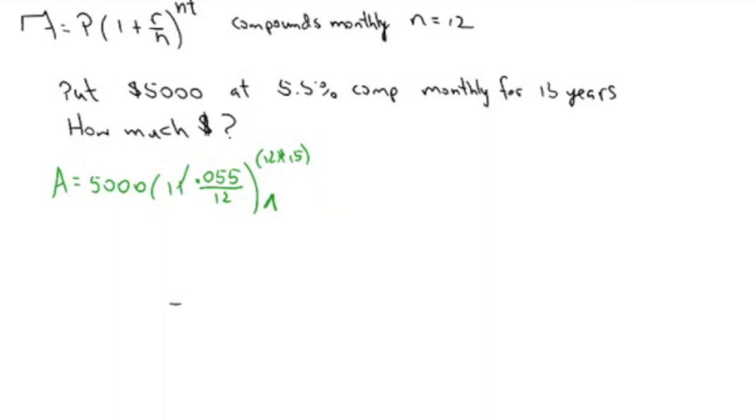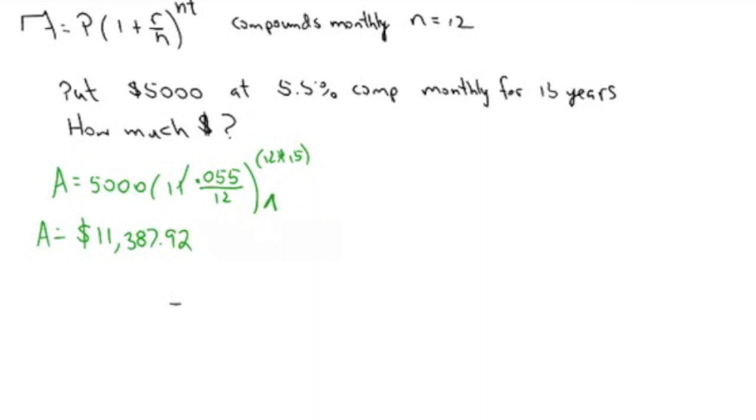You better not get 5,000. It's 11,387. Can anybody confirm? Yeah, mine too. So 11,387.90 is how much money is in the account after 15 years with that interest rate compounding monthly.